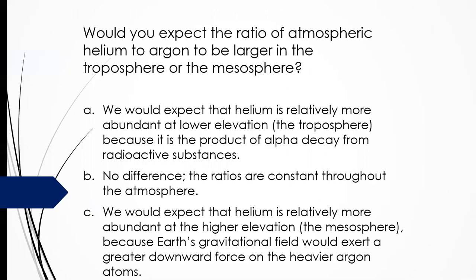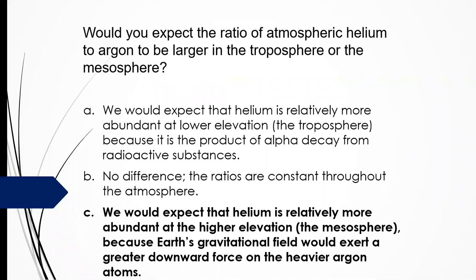And so we should be thinking, well, the troposphere is lower than the mesosphere. That means that we do see variation. And helium is less dense than argon, right? You can think about that in terms of their molar mass. They're both gases, so they both occupy relatively the same volume, but argon has a much higher mass than helium for the same amount. And so we would expect that helium is more abundant at the higher elevation, the mesosphere, than argon. So we're looking for C.